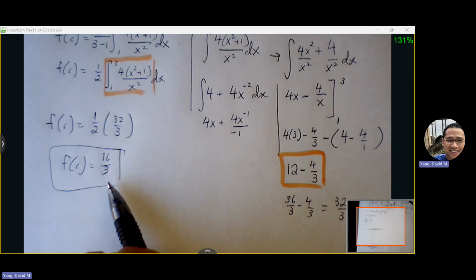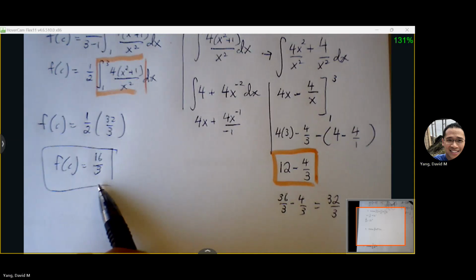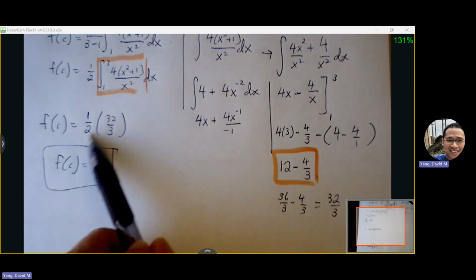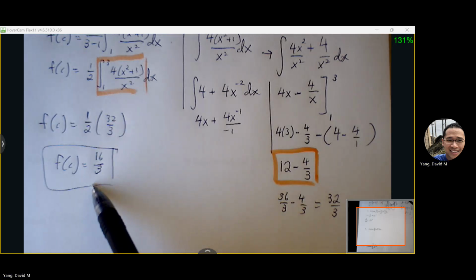So our average value is 16/3. It's the area and the width to get to the height.